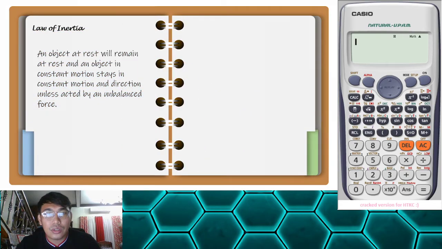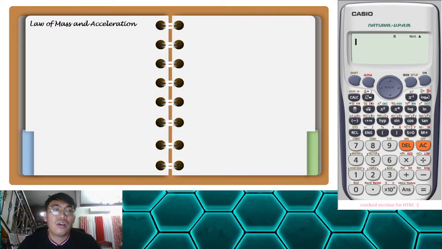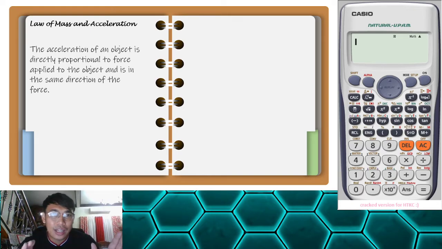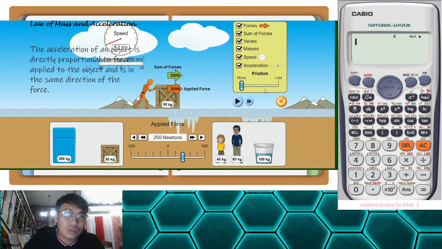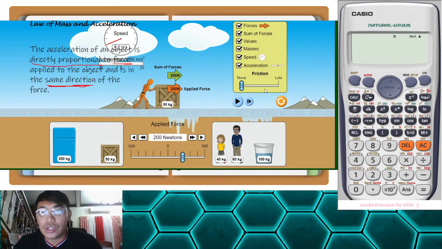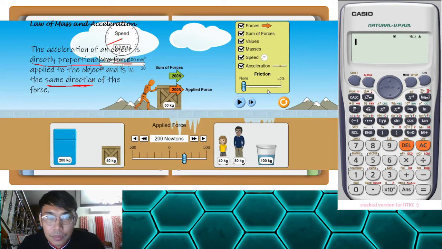Okay, so the next law is what we call the law of mass and acceleration. The acceleration of an object is directly proportional to the force applied to the object and is in the same direction as the force. Let's watch this one.